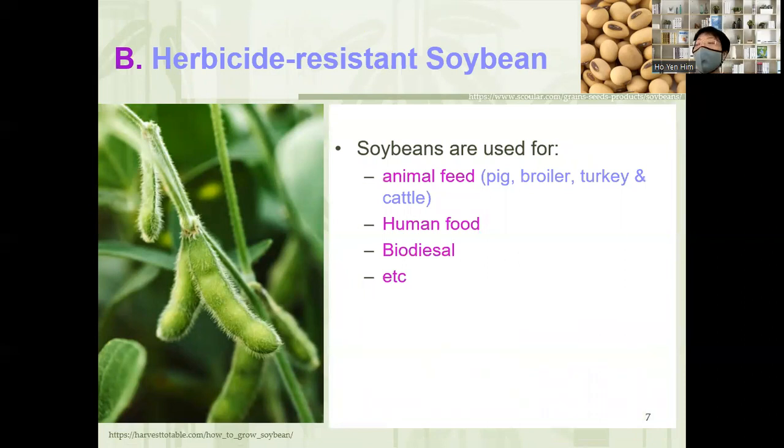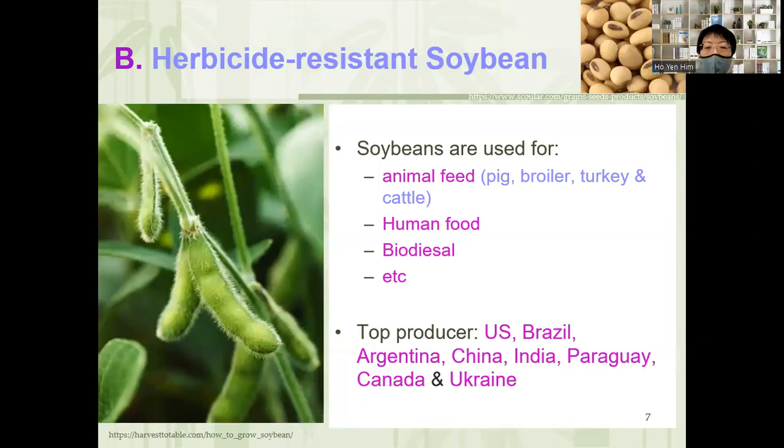Why soybean? Because soybeans are used as a food source for animals and for humans. It is used as biodiesel, meaning we use it to provide us with energy, just like we use diesel. We burn the diesel and it provides us energy. So the top producers for soybean are US, Brazil, China, India, Canada, Ukraine, and so on.